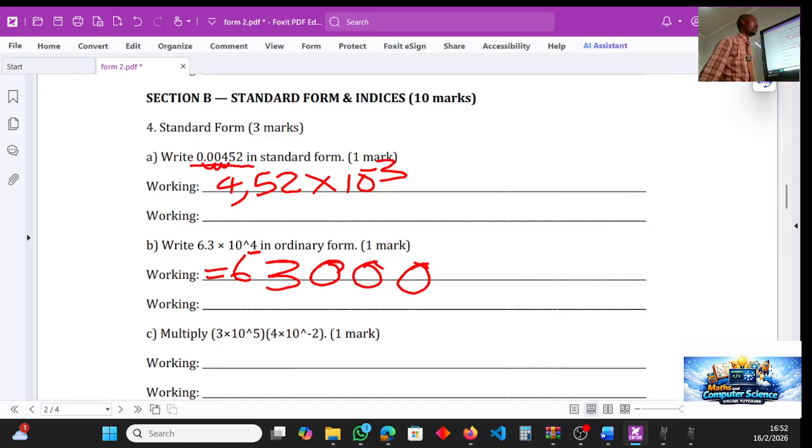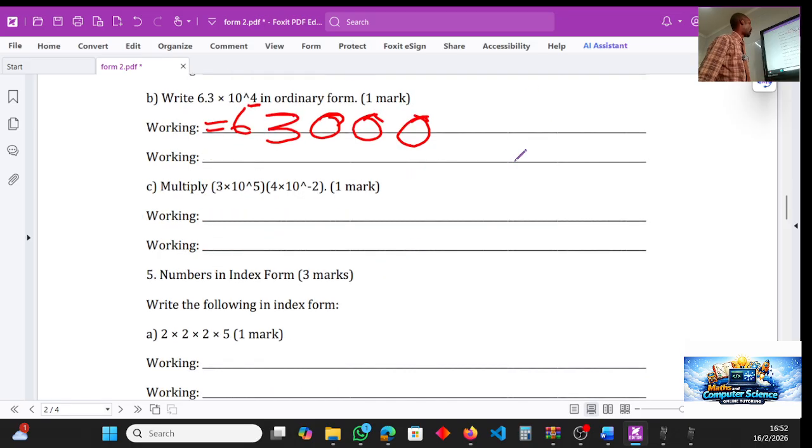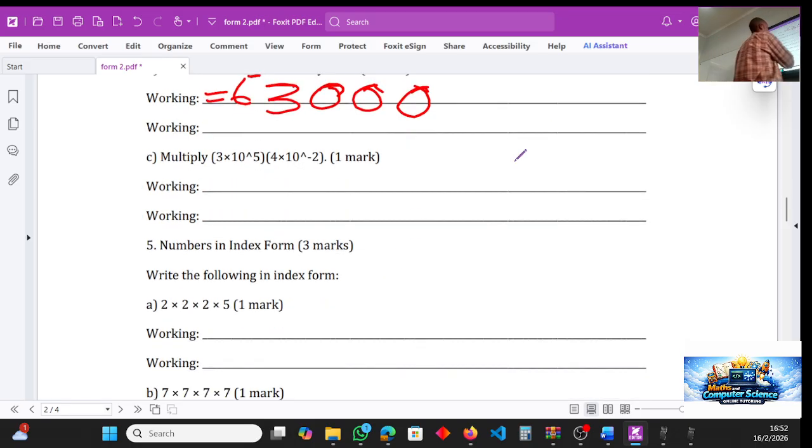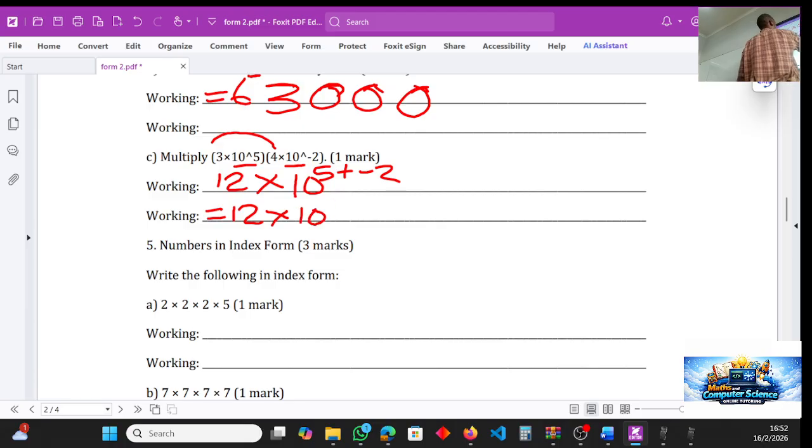Then in the next problem, I'm required to do a product. And this product, according to Newton's laws of exponents, the first one says numbers multiply themselves. So 3 times 4 will give us 12 multiplied by 10 to the power. Because this is a product and we have the same base, we add the exponents. That's 5 plus minus 2. If I say 5 plus minus, once the signs are different, they resolve into a negative. So it's as good as 5 minus 2, which will give us 3.